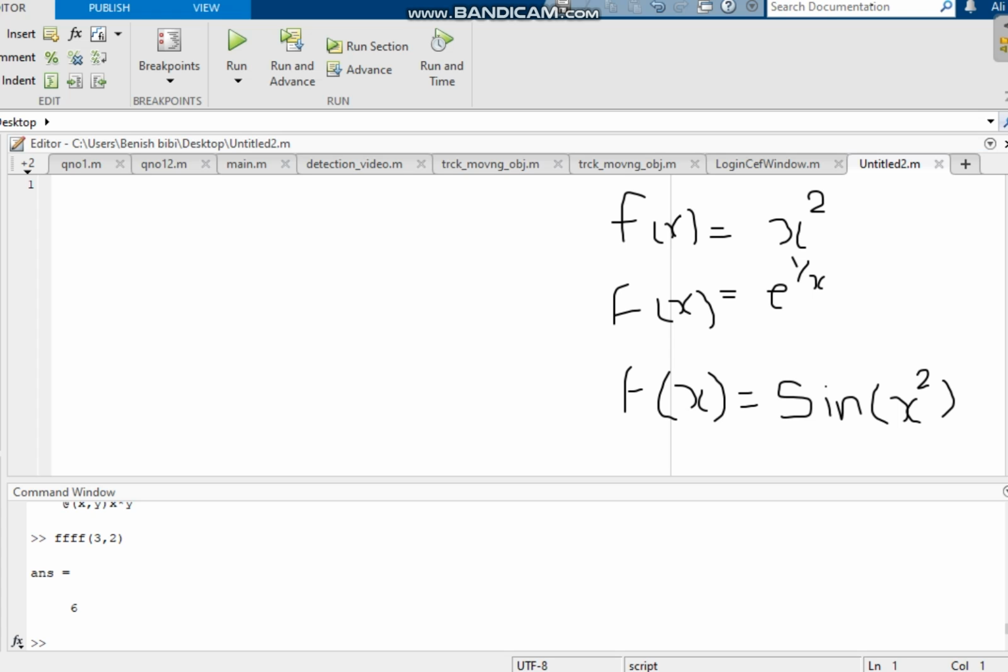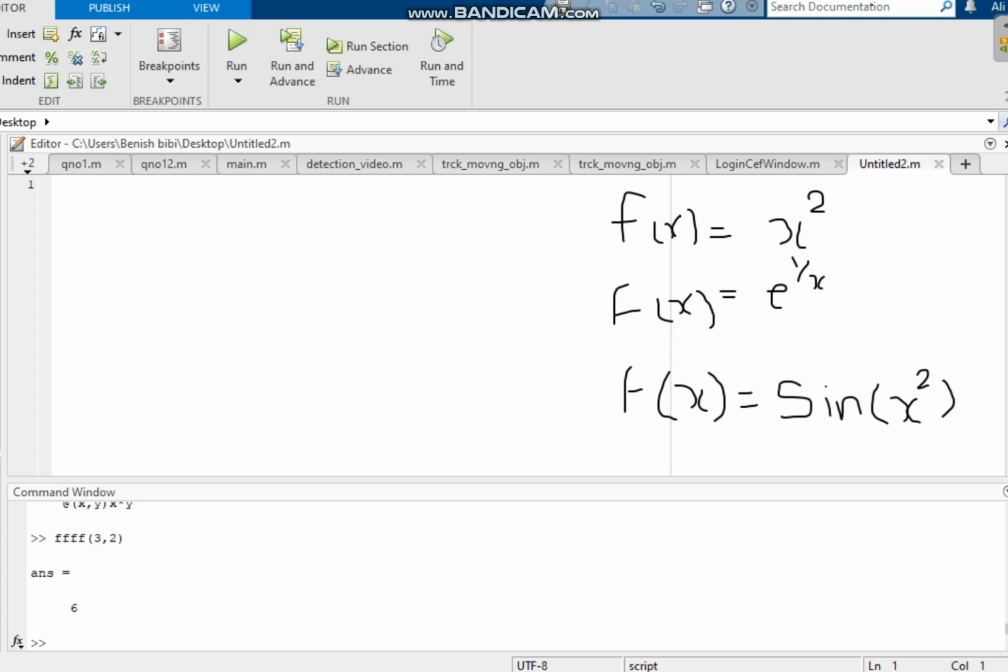So before solving these implicit and explicit functions, here we have three explicit functions on our screen. We will solve these three one by one, step by step.